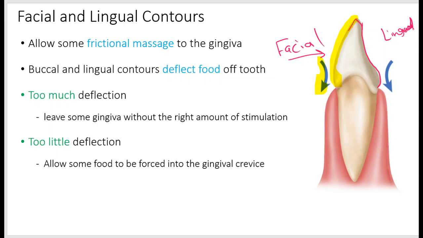The normal shape of the tooth would allow the tooth to reflect the food that we eat, just enough so that it can go away from the gums, but at the same time just enough to touch slightly the gums and allow some stimulation and some massaging of the gum so that it will still have the blood supply and still be healthy.